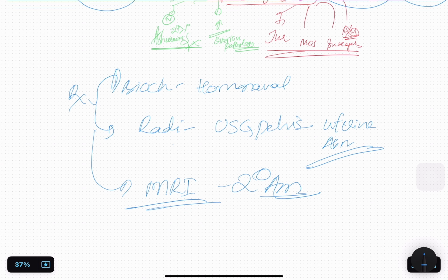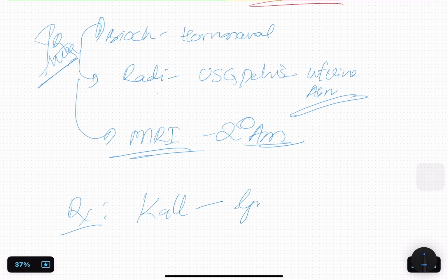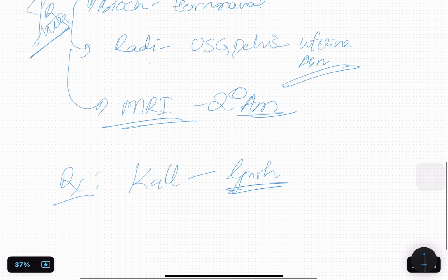Treatment, yeah, sorry, this is investigations. Treatment in case of Kallmann, what do you do? GnRH. How do you give it, continuous or pulsatile? That you will write in the comment section. Think about it and write.